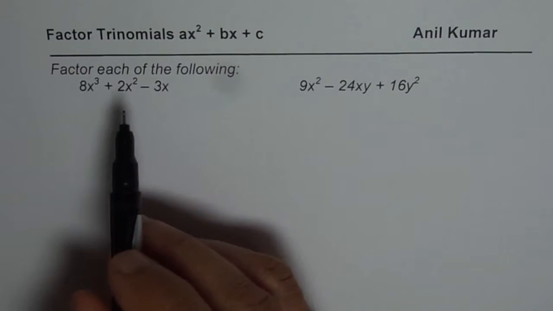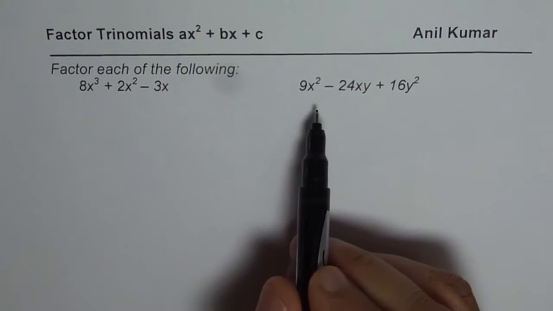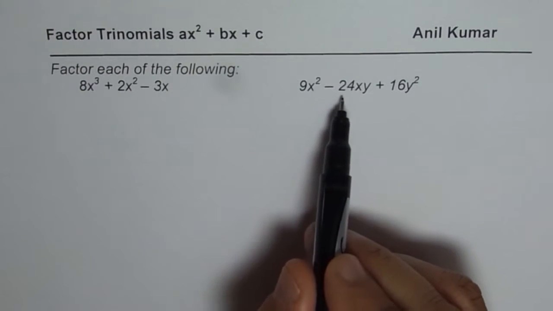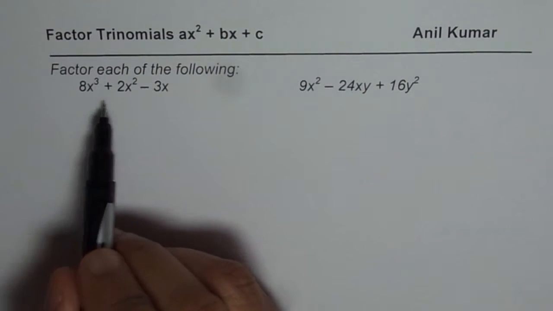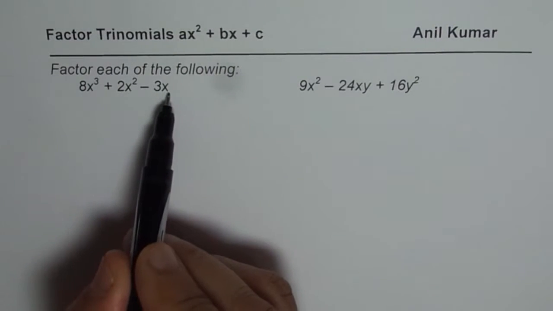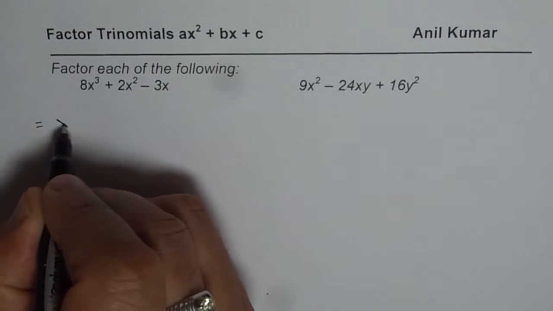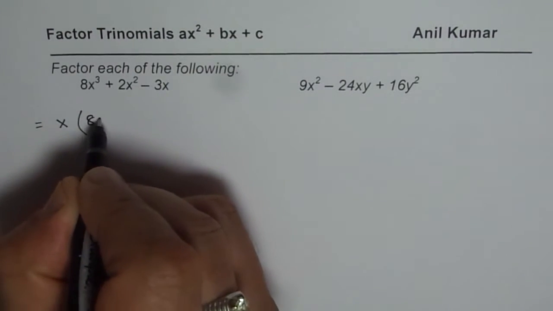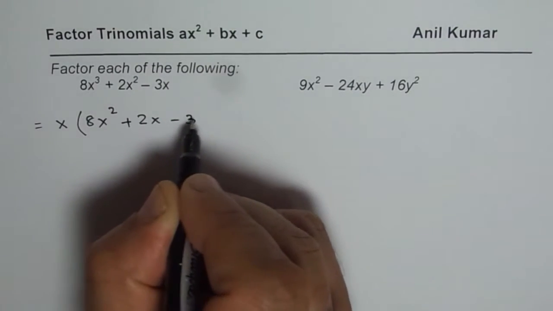The first question here is 8x cubed plus 2x squared minus 3x. The next one is 9x squared minus 24xy plus 16y squared. Let's begin with the very first one. Here you can see you can factor x first, that is group factoring. So we could write this trinomial as x times (8x squared plus 2x minus 3).